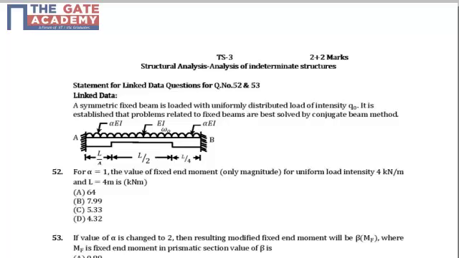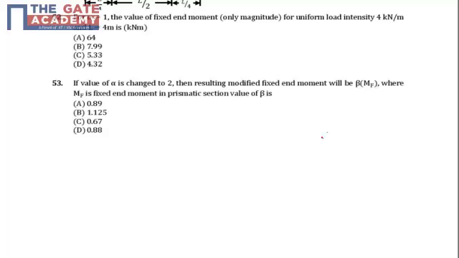Now question number 53 is just the second part of linked data of question 52. It is asked that now if value of alpha of question number 52 is changed to 2, then what will be the resulting fixed end moment if beta MF, where MF is the fixed end moment in prismatic section, that is what we obtained in 52. MF is given as 5.33, that we calculated in previous part, that was option C.